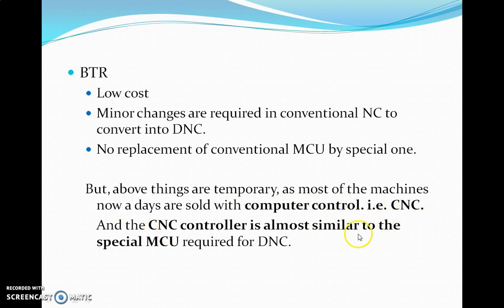The controller that we see in a CNC machine is very similar to the special MCU which is required for DNC. That means any CNC machine you can convert to a DNC machine, and if there is a requirement to convert that DNC back into CNC, you can very easily do that also. So even though BRT is low cost and very few changes are required, it is still more feasible to have a CNC which can be converted into DNC very easily. So these are the two types of DNC which are available.